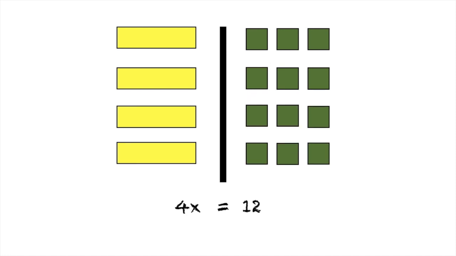Now we have 4 groups. We were able to group them into 4 groups. We can take just one group from each side. So x here is actually equivalent to 3. What did we do to both sides of our equation so that we can represent this in writing? We took 1/4 of both sides.